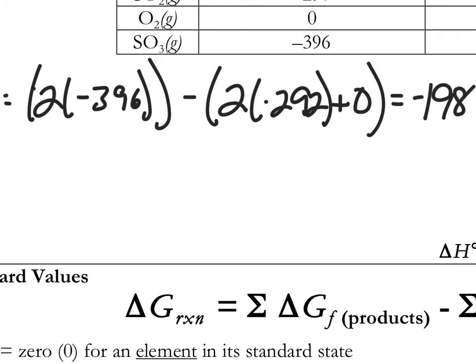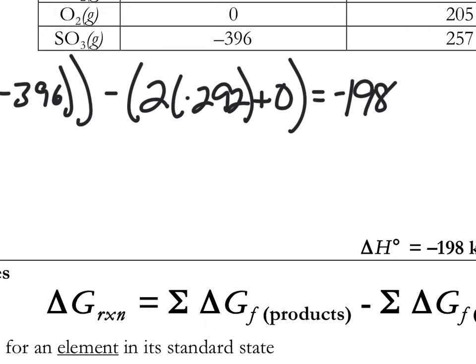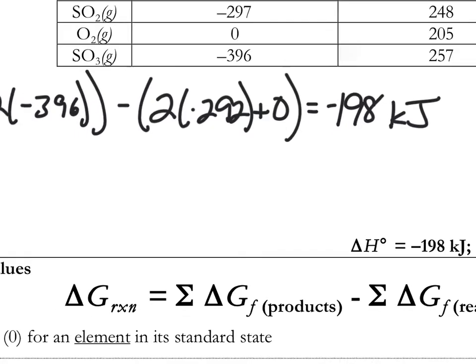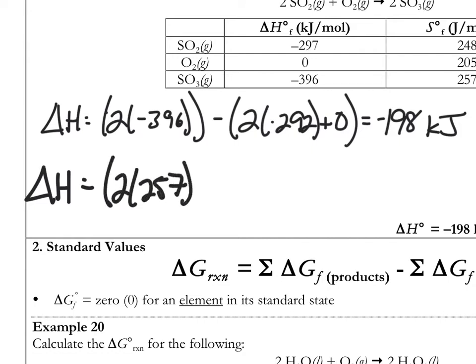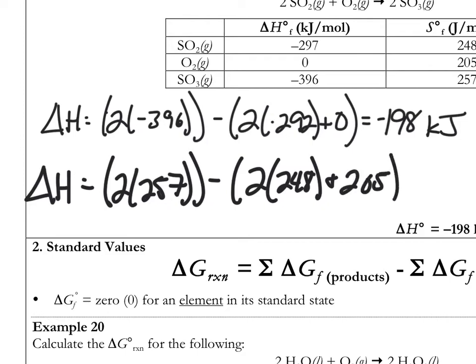It's very important in these sort of problems to keep track of your units, so remind yourselves that the delta H is going to be kilojoules. So we've got our delta H, now delta S, a very similar calculation, except we actually do have a value for oxygen. But here we're at 2 times 257 for our product, minus 2 times 248, plus 205. And that gives us negative 187.